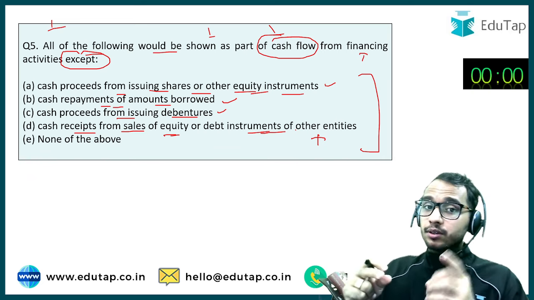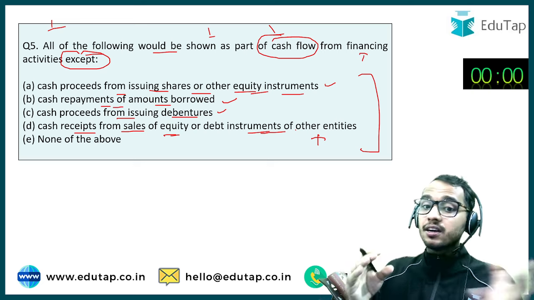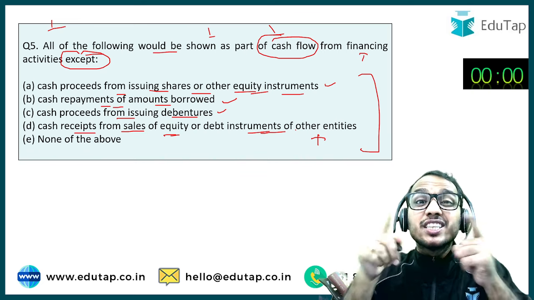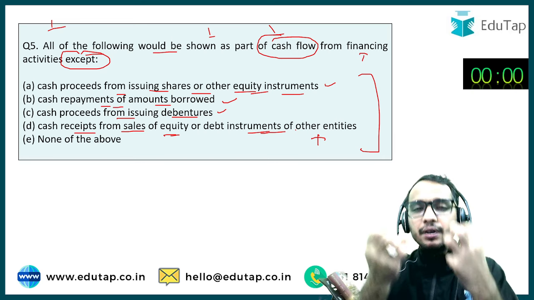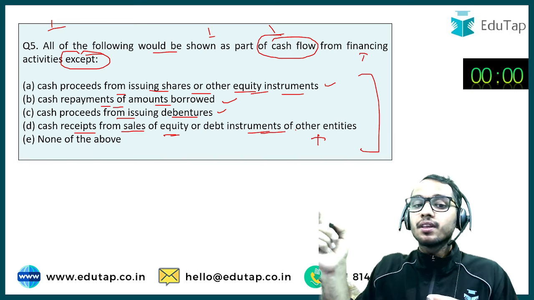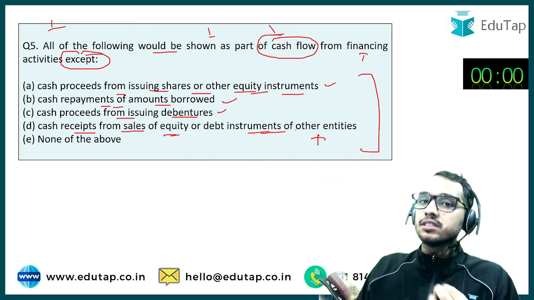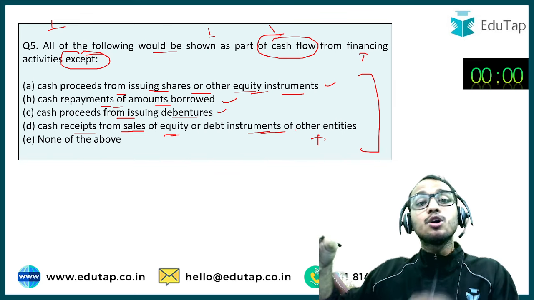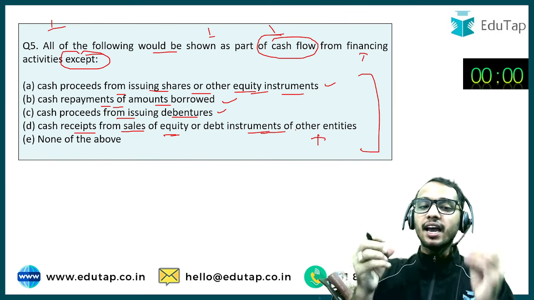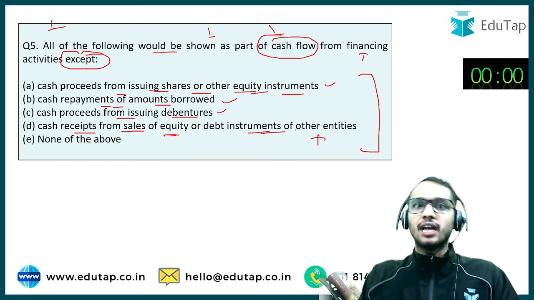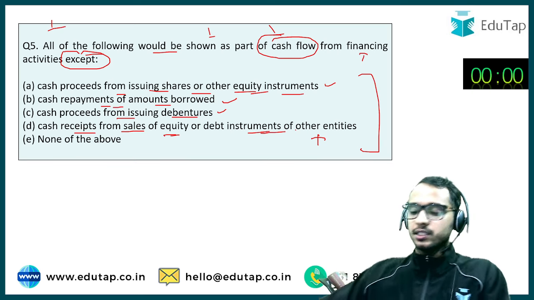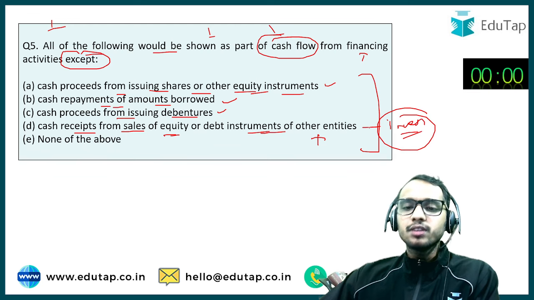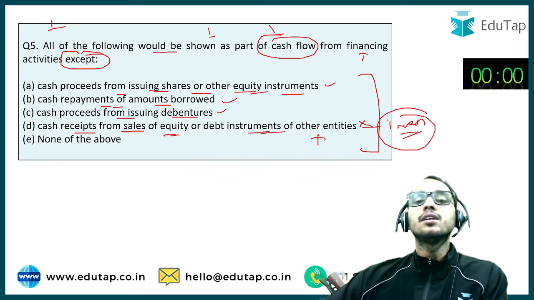So that means you have earlier purchased the shares of other entities. So that is your investment activity because you have purchased the shares of other entities. You are not issuing your shares, you are purchasing the other entities' shares, so that will be included in your investment activities, and when you are selling it, that will also be counted under the investing activity. So this would not be included in financing activity.